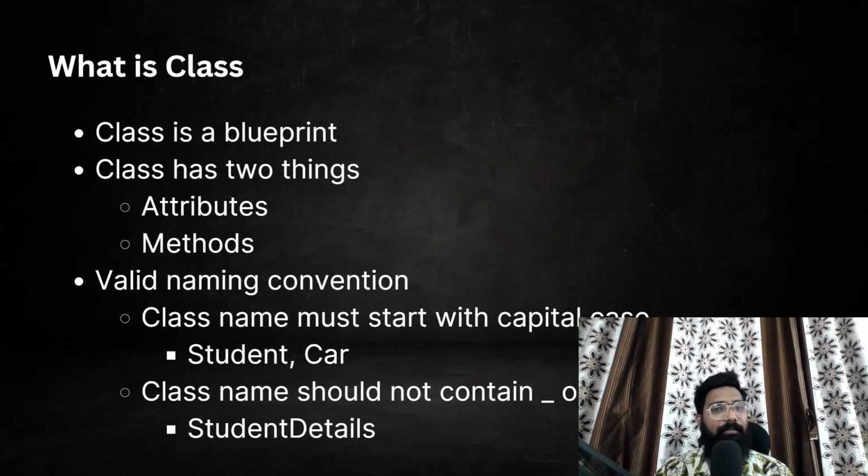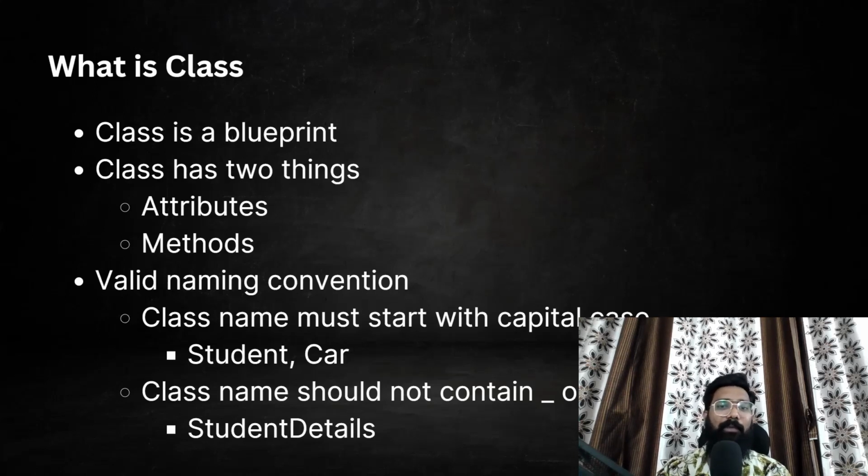The valid naming convention for any class is capital case. The first letter will be capital. We can see that Student and Car are valid naming conventions. Similarly, we should not use underscores or white space in a name. If you have a name like student detail, then S and D should be capital. So these are the valid naming conventions.